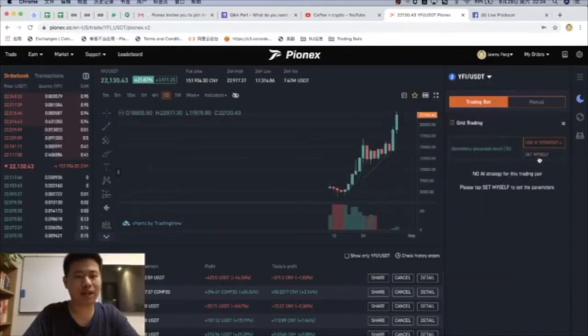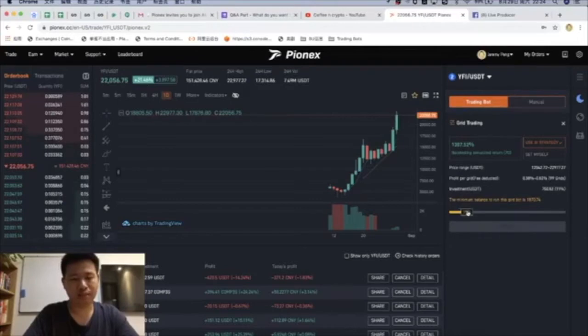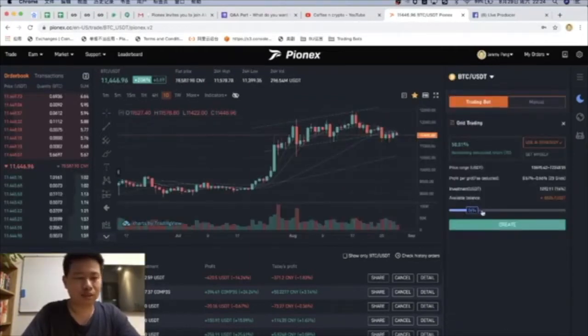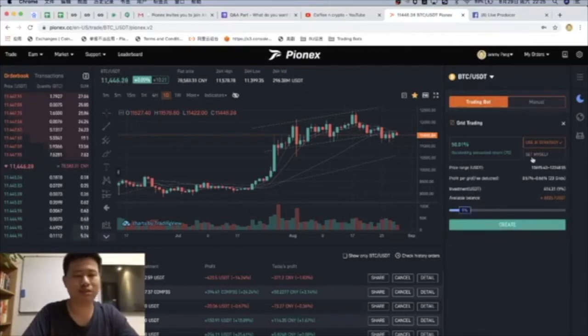So there are AI strategies for this. If you are just a beginner, you can just pull this and decide how much you're going to invest, and after that you can just tap create and one bot will be created. It is so easy, and it will also tell you the minimum balance to run the grid bot. For this YFI, Yearn Finance token, the minimum balance is nearly 2,000, a big number because the price is so big. You can also choose BTC, and the requirement is so low. Only $42.9 required.